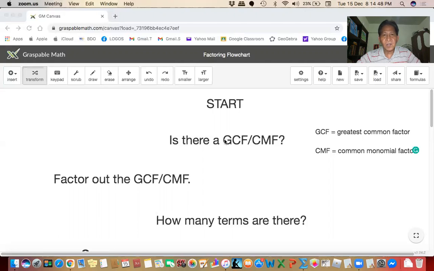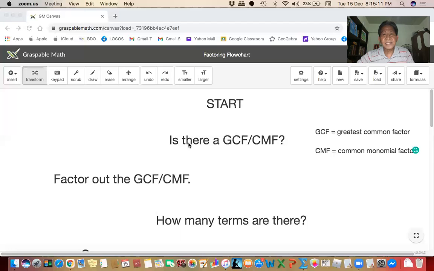If you miss on that, then it is possible that the polynomial will not be factored completely. It may be factored partly but not completely. So it is important to factor out first the GCF. All right, so this is the start of the factoring process.